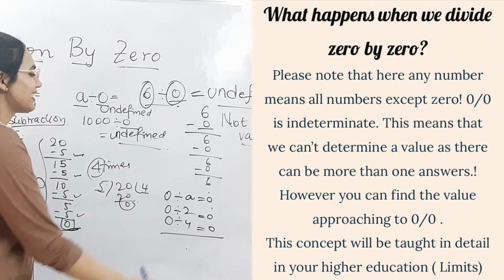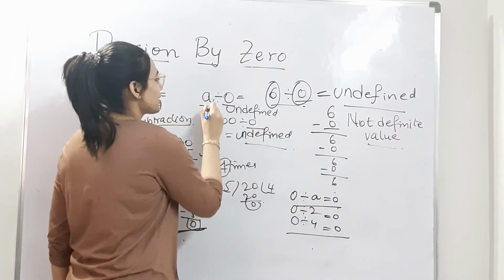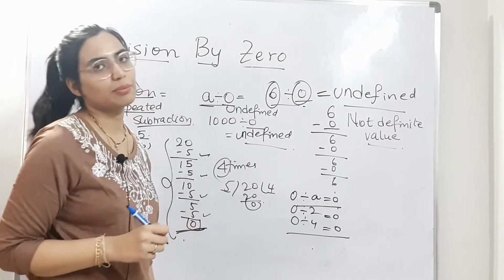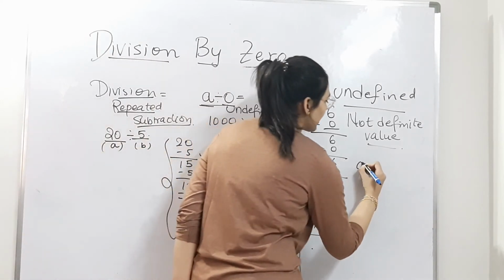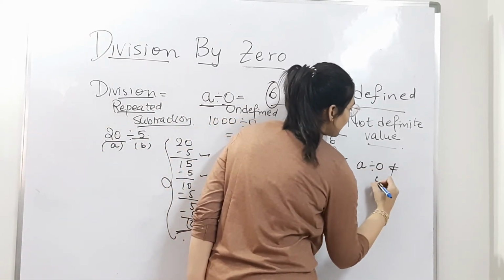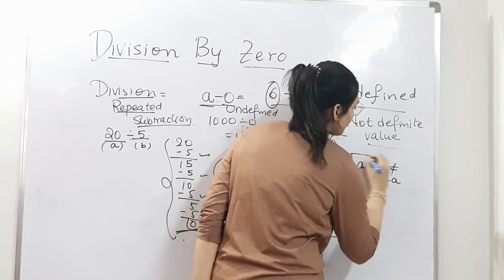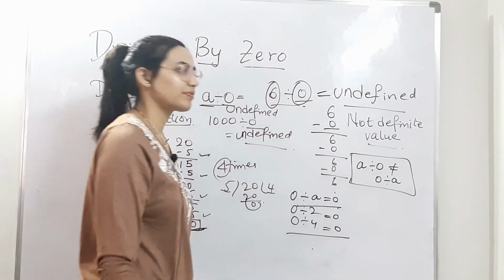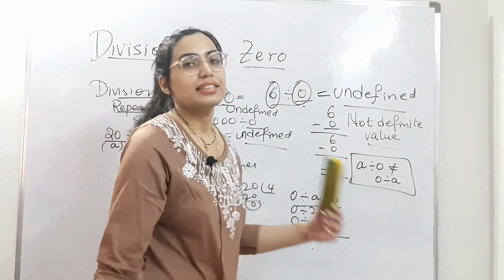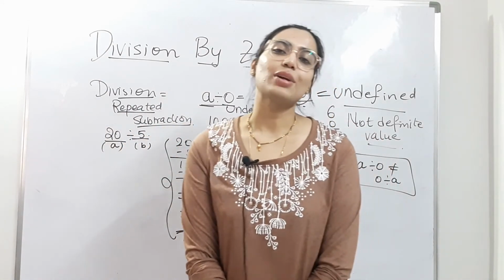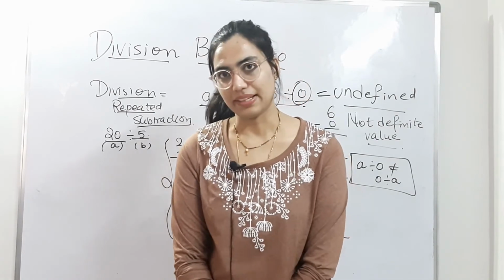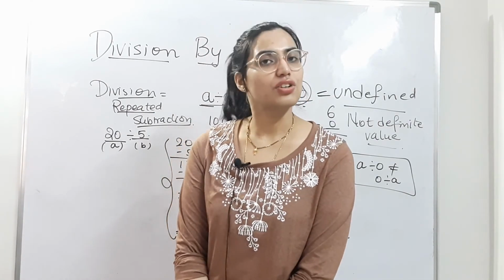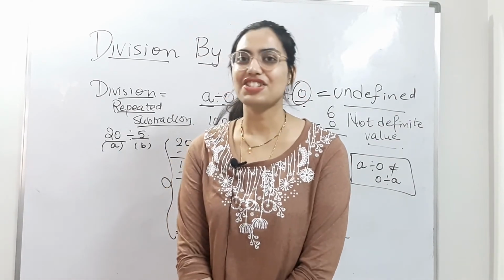That is the reason, if you see here, division of whole numbers is not commutative. A divided by 0 is not equal to 0 divided by A. So these are two quick properties that I would like you to understand and use wherever applicable. I hope you understood the concept of multiplication and division by 0.